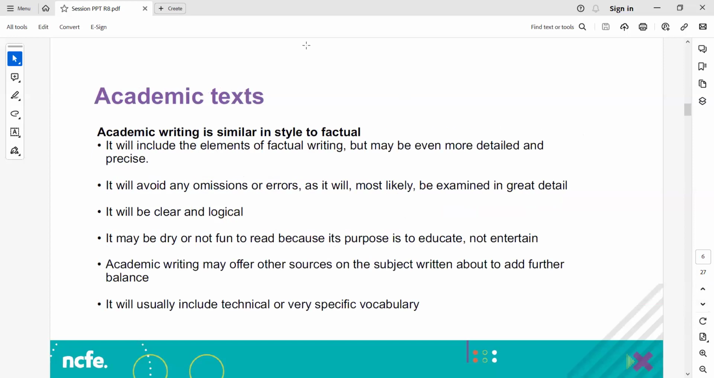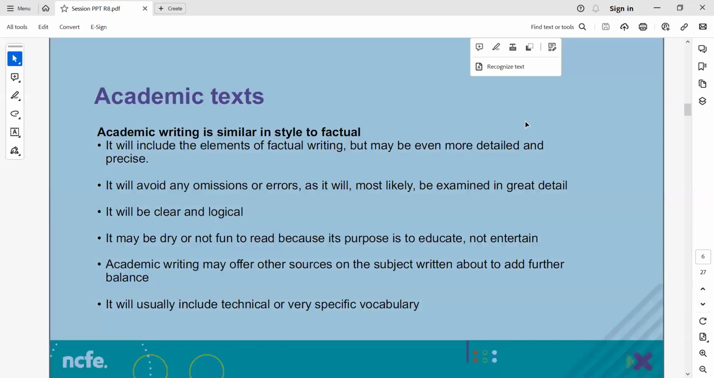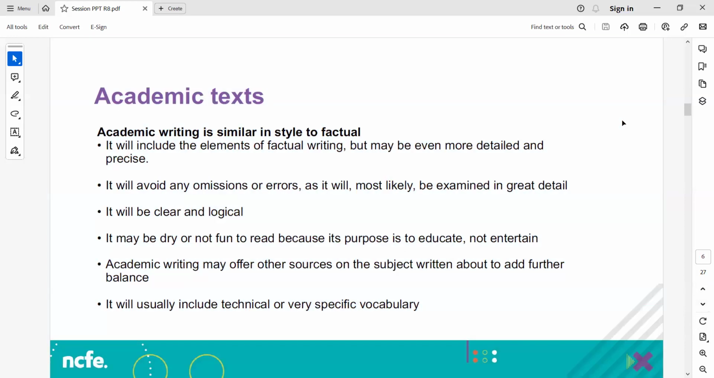Okay, so academic texts. Academic writing is similar in style to factual writing and will include elements of this, but it may be even more detailed and precise. Academic texts are used by other academics in that field and beyond to improve their own knowledge, to inform studies. So they're examined in great detail.